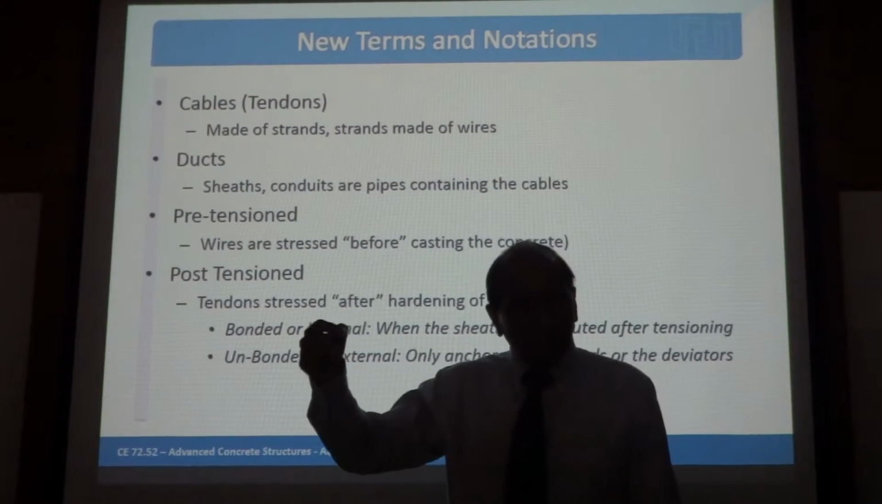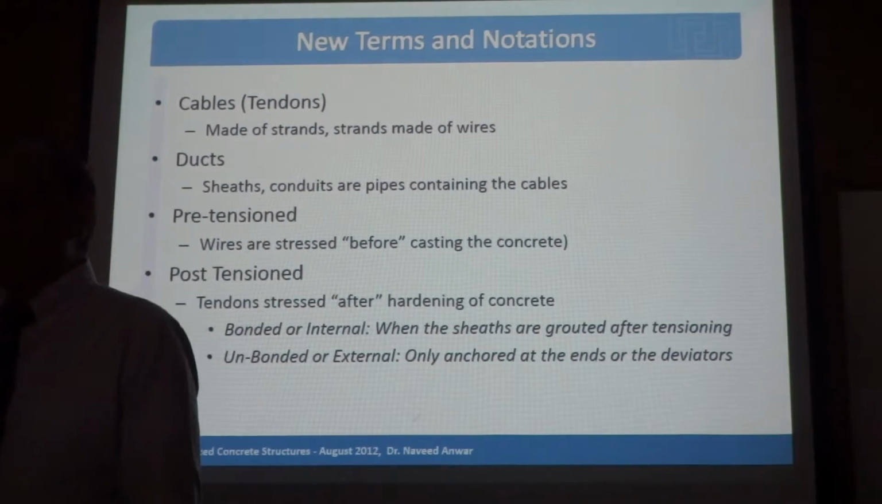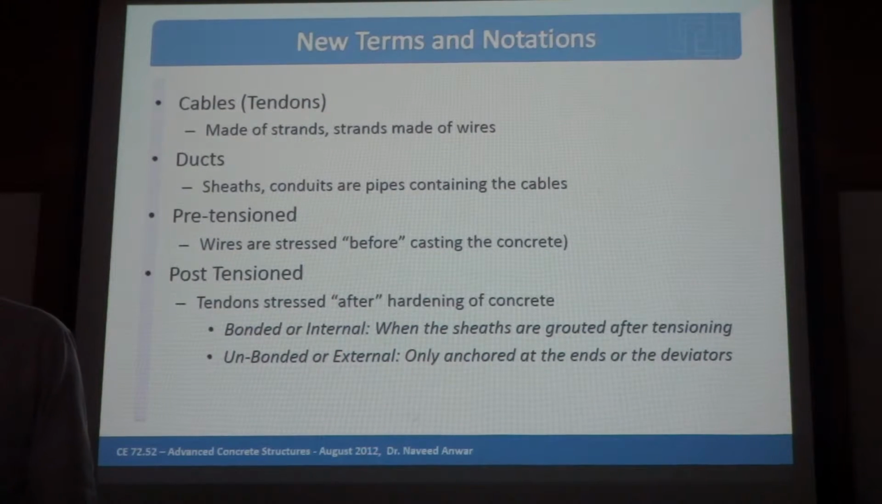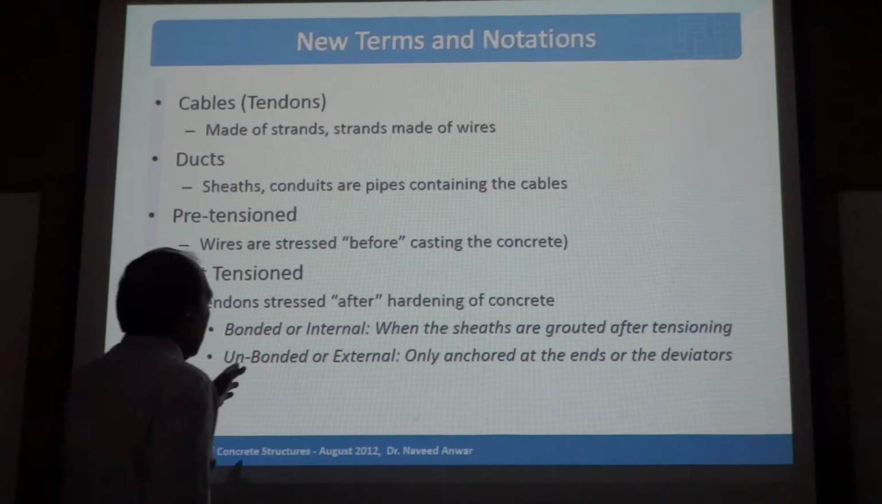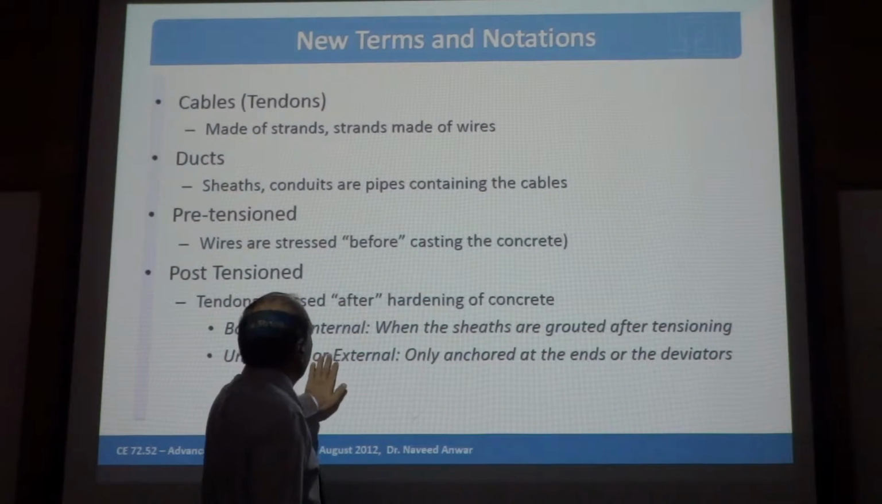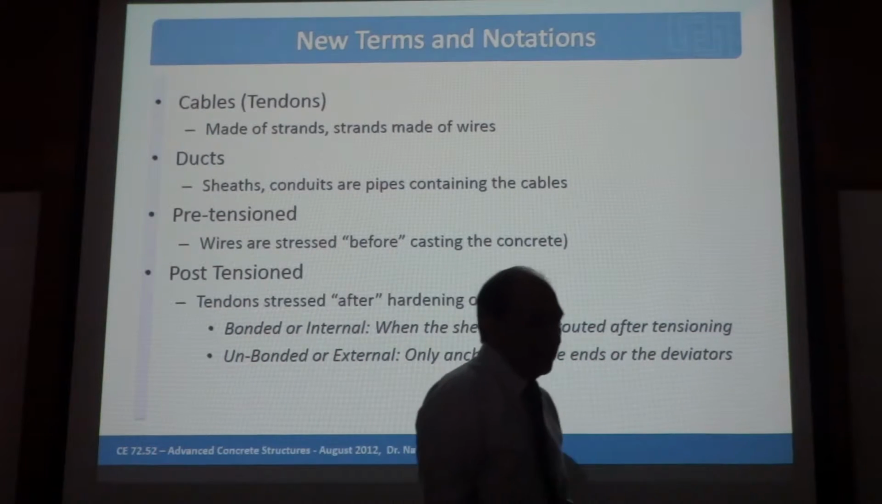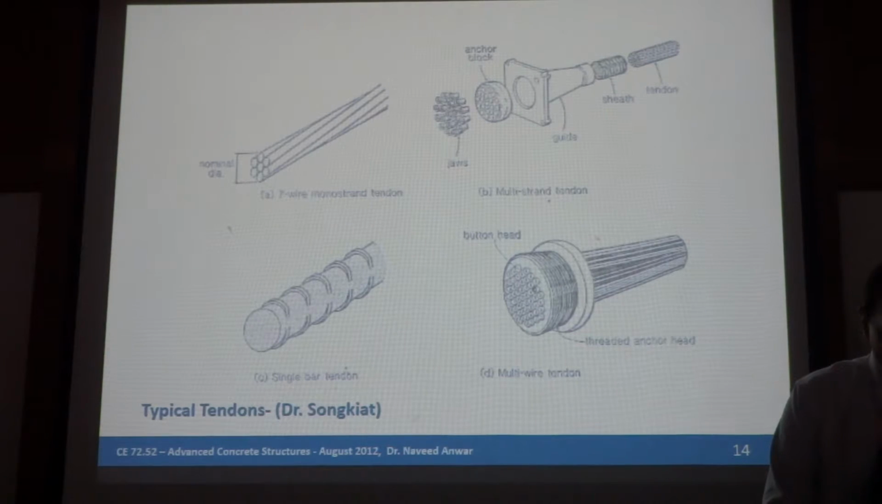So pre-tension, post-tension bonded, external, internal, post-tension unbonded, internal, external, right? So bonded will always be internal normally, and unbonded will be external. So it could be internal or external. We will talk more about this soon.